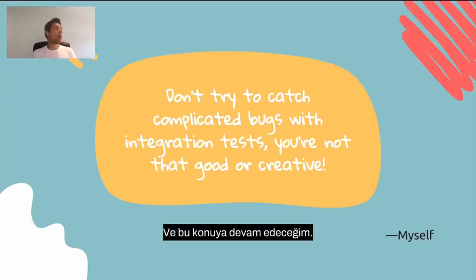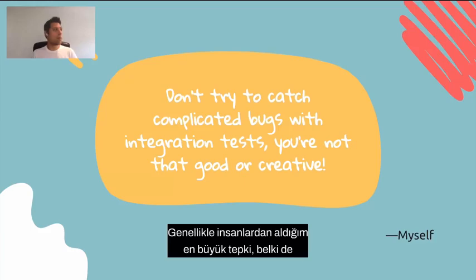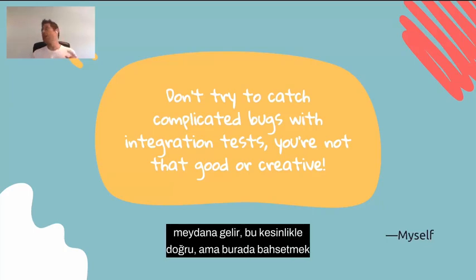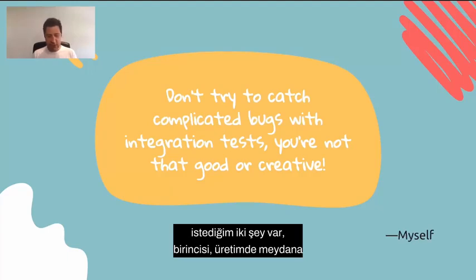And let me continue on this topic. Usually the biggest pushback I get from people when I say, maybe you don't need to test your flow with 30 other production systems altogether, is: but I have to do it because the bugs that happen in production only happen when all those systems are running together. Unit tests don't catch those bugs, right? Which is sort of true. A lot of the hard bugs happen when weird combinations of messages happen. For sure, that is certainly true.